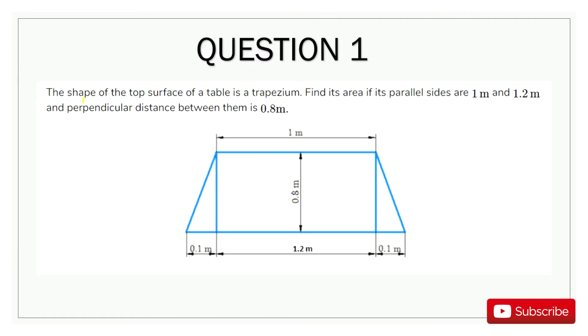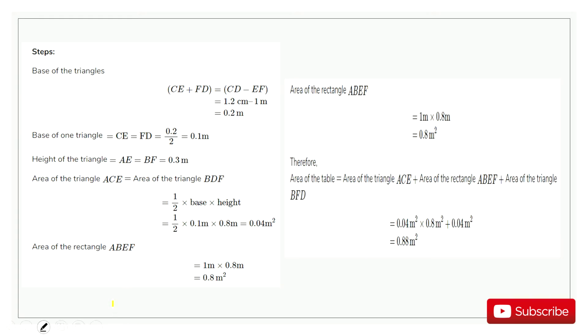The shape of the top surface of a table is a trapezium. Find its area if the parallel sides, that is base 1 and base 2, are given to us as 1 meter and 1 by 2 meter, and the perpendicular distance which serves as the height is 0.8 meter. This is the figure which we have drawn, right? Let us start with the solution.